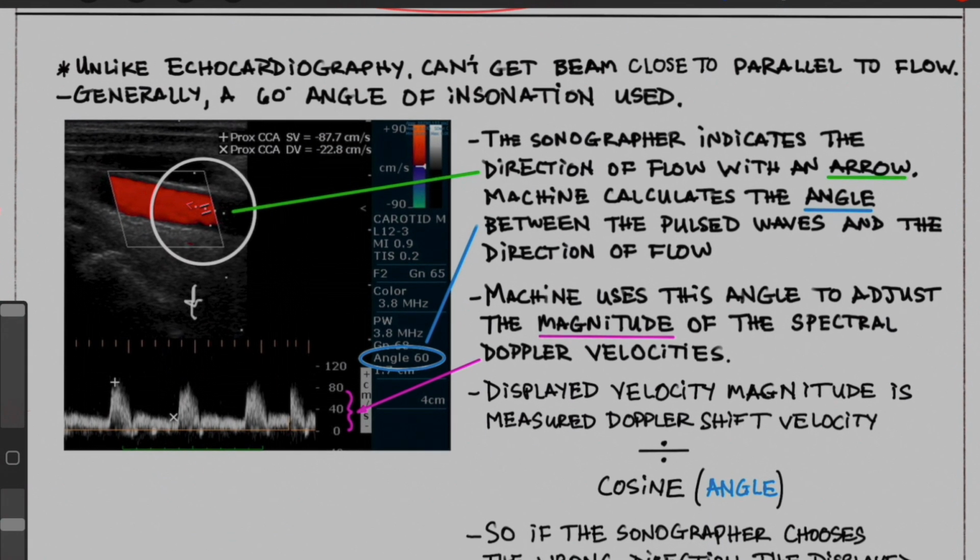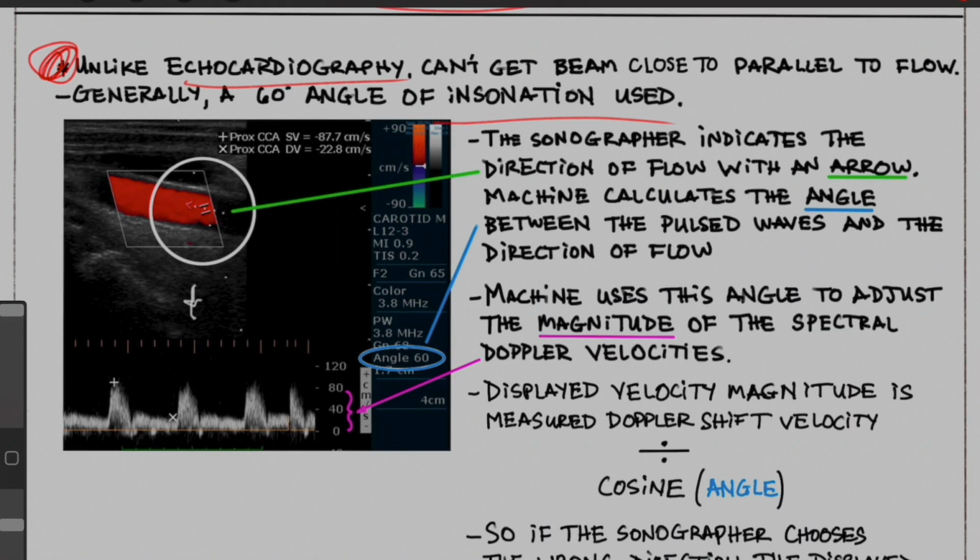Another difference between echo and vascular. Unlike in echocardiography, you can't get the beam close to parallel to flow. So generally, they use a 60-degree angle of incidence, and this angle is pretty obtuse, so that means they have to correct for it. And we don't correct for angles of incidence in echo land.